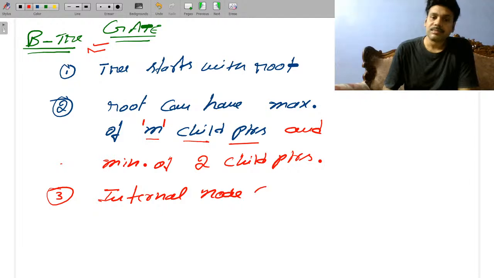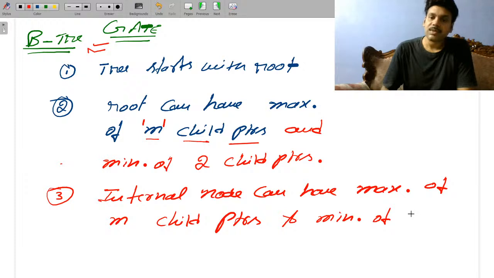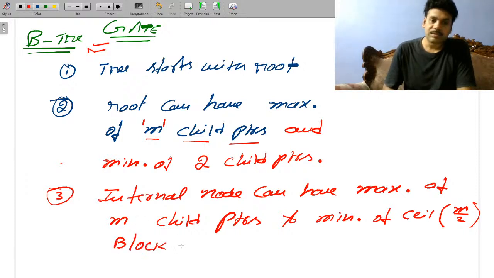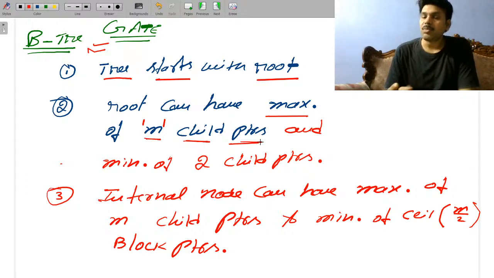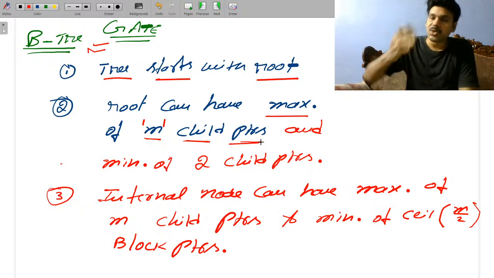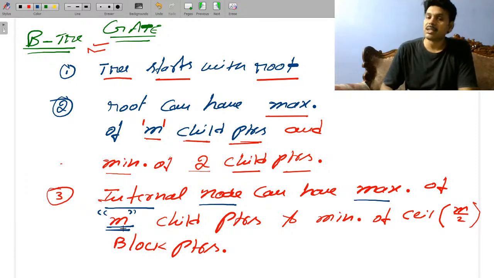Next one. Internal node can have a maximum of m child pointers and a minimum of ceil of m by 2 block pointers. This is point number 3. Please observe. Tree starts with the root. Root can have a maximum of m block pointers. Block pointers, child pointers, leaf pointers, all are the same, each representing the next block. The minimum you are supposed to maintain is 2 child pointers. And internal node can have a maximum of m block pointers and a minimum of ceil of m by 2 block pointers.